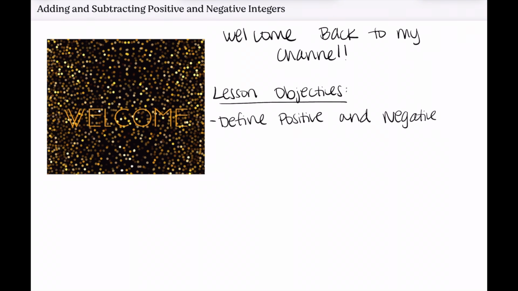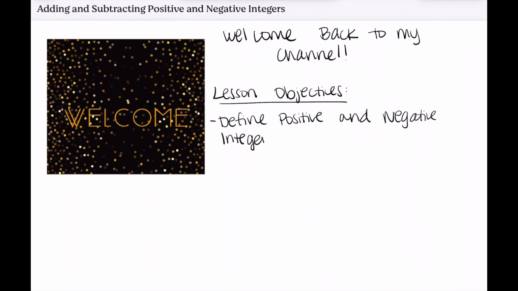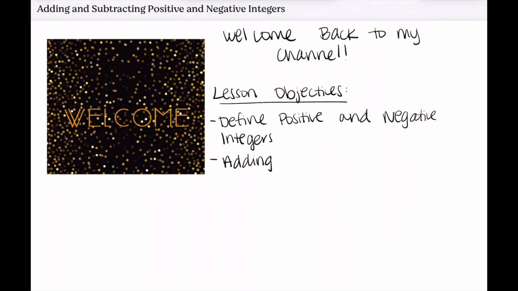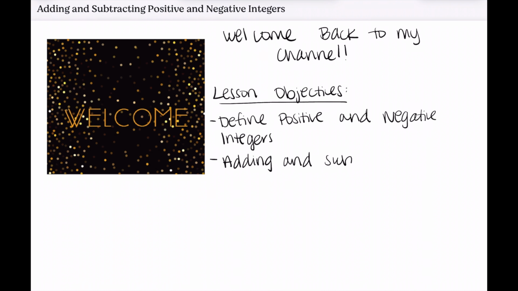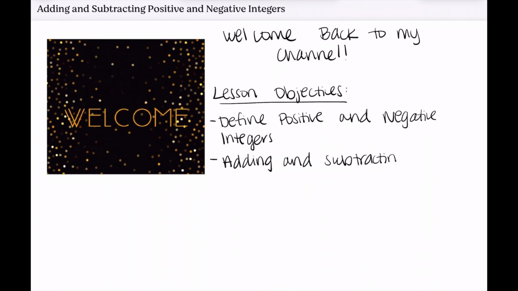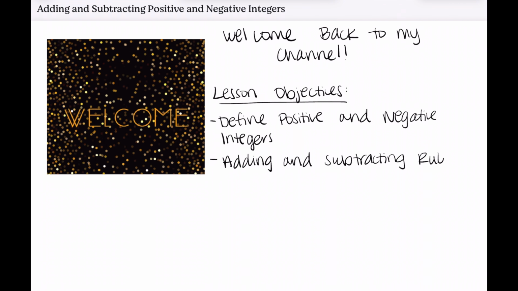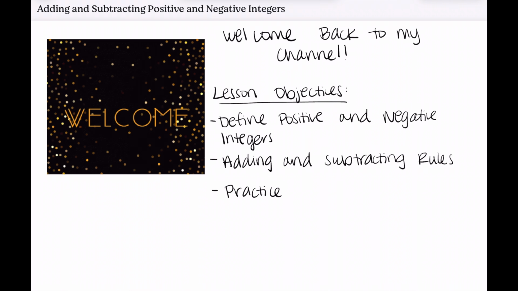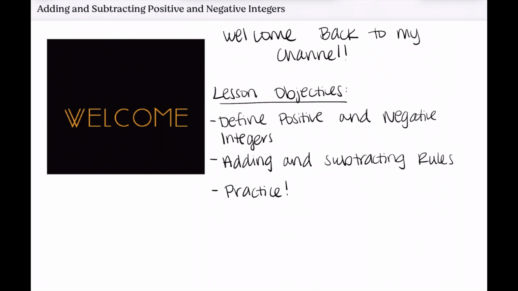So to start off, we're going to define positive and negative integers, and then we will work into our adding and subtracting rules, which will be the preliminary ones. We'll build on these in our next video as well, but this video, like I said, is an introduction. And then after we do that, just like always, we're going to take what we learn and practice it through some practice problems.